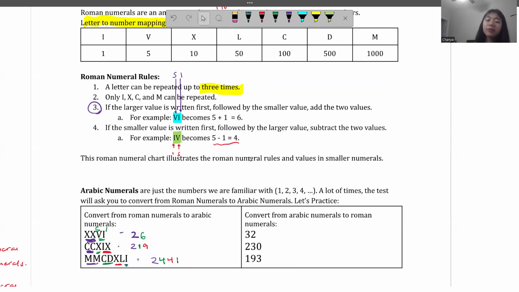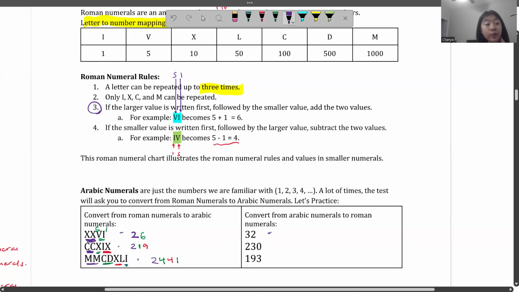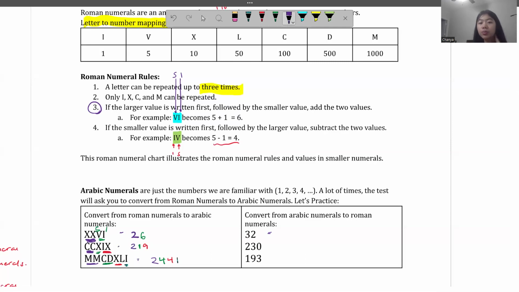Now we're going to move on to converting from Arabic numerals to Roman numerals. For example, the number 32. If you wanted to write the number 32, you just think, how do you write 30, and then how do you write 2? To write 30, that's just 3 X's, 3 tens. To write 2, that's just 2 I's. So 32 is XXXII.